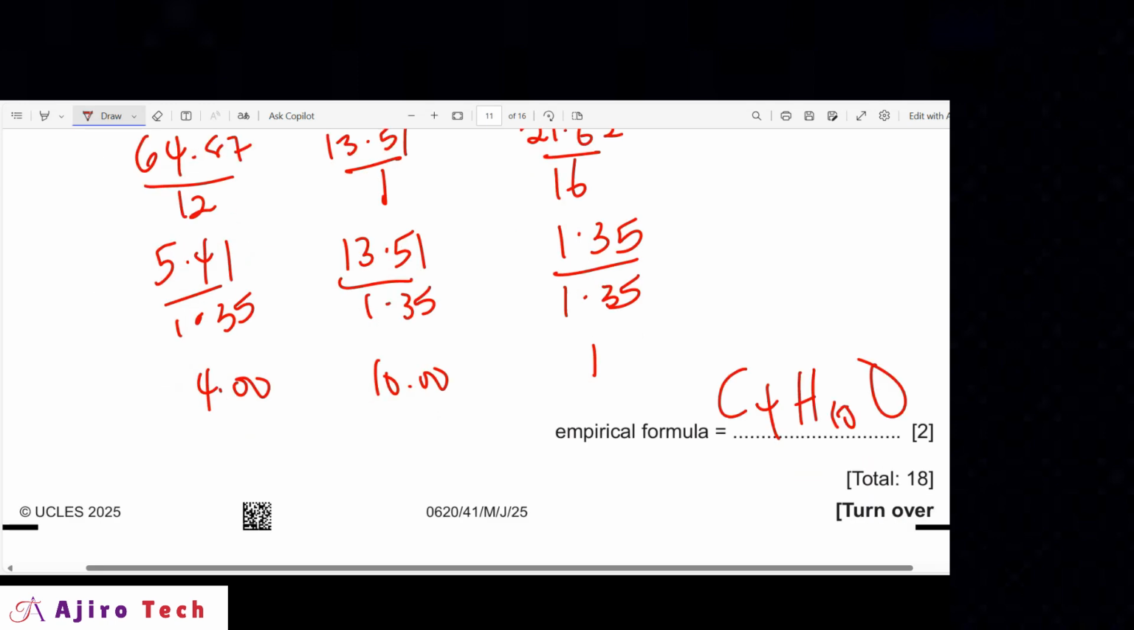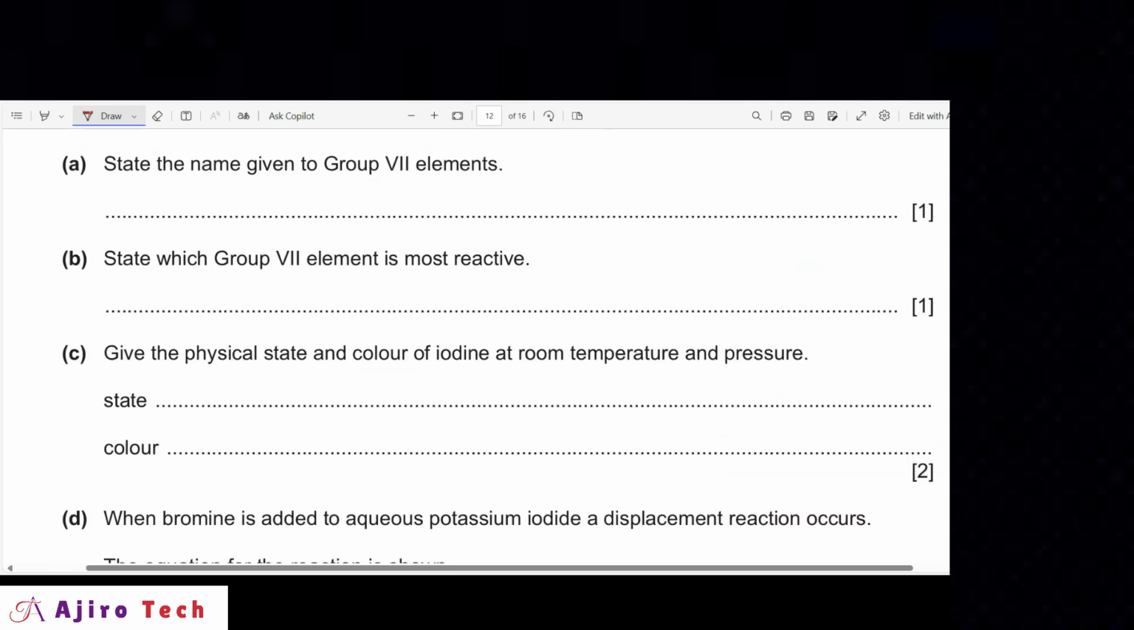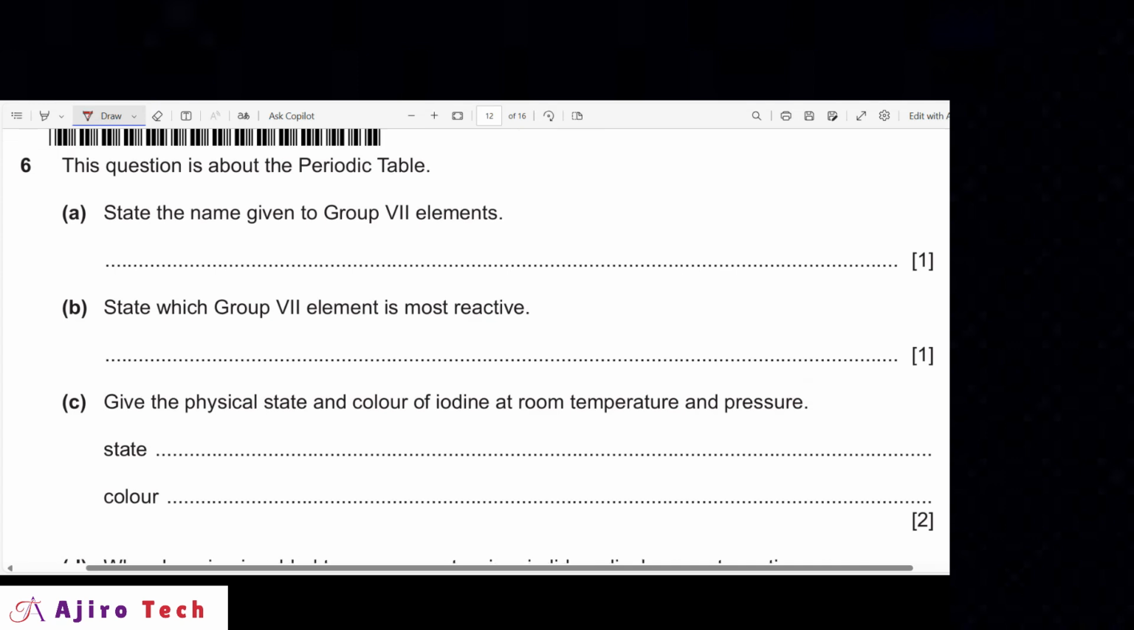All right, I think we should be concluding the paper now. All right, I have question 6. This question is about the periodic table. Okay, so state the name given to group 7 elements. Of course, you know they are called halogens. We call them halogens because they are salt formers.